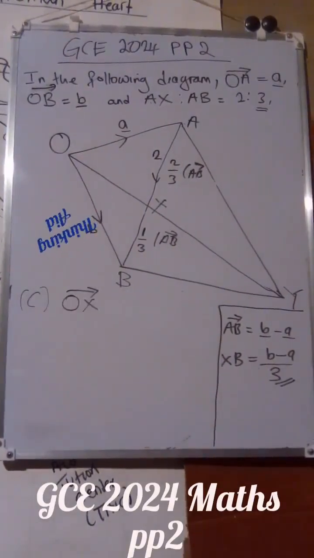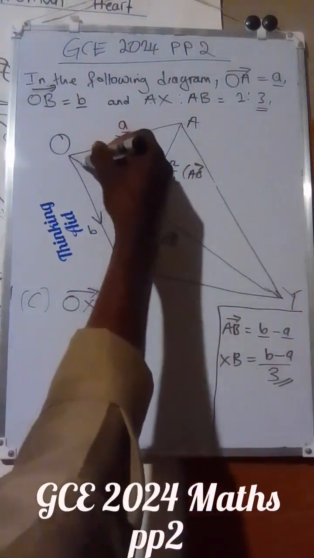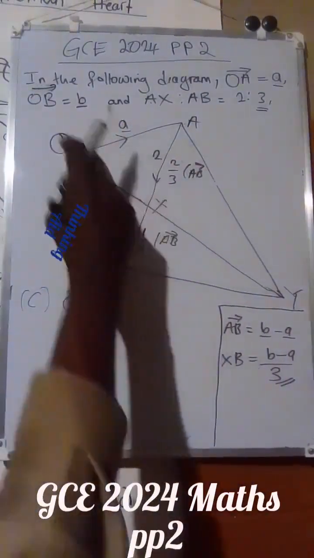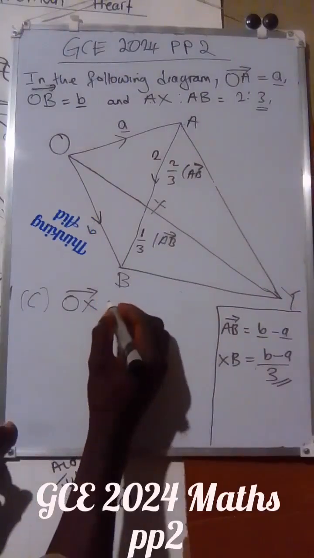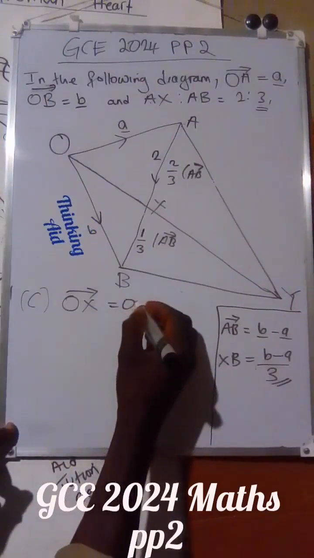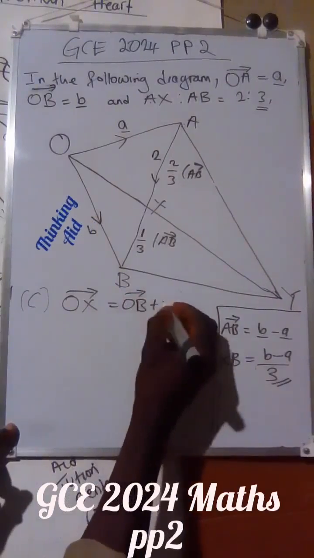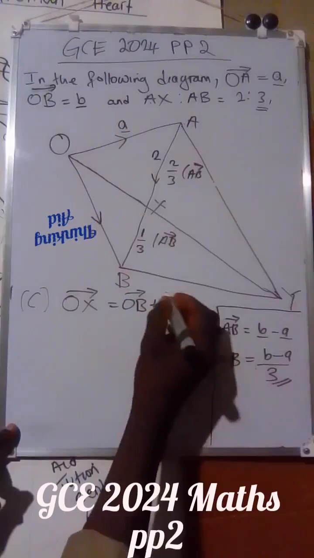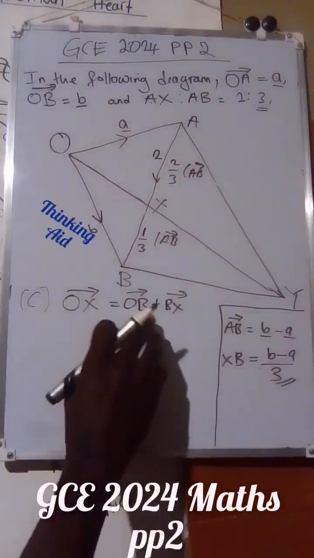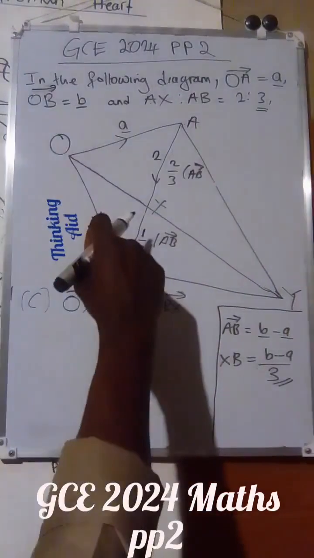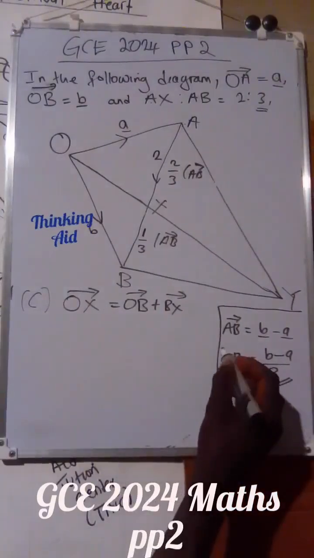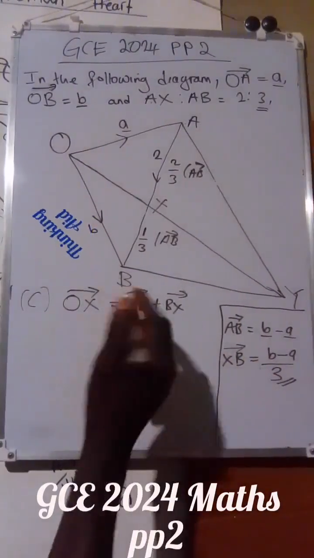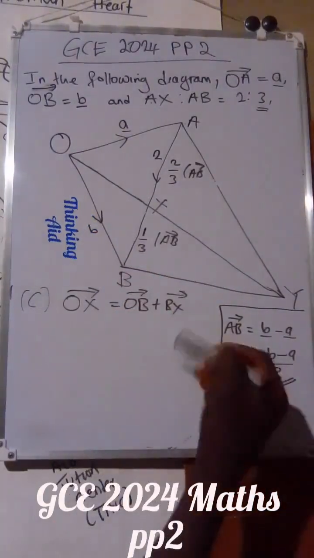The third question is find vector OX. So you want to find this vector from O to X. How do you move from O to X without using this shortcut? One way is to move from O to B and then B to X. We already know what OB is, and the vector we have is X to B, so the movement from B to X is just the negative vector of XB.